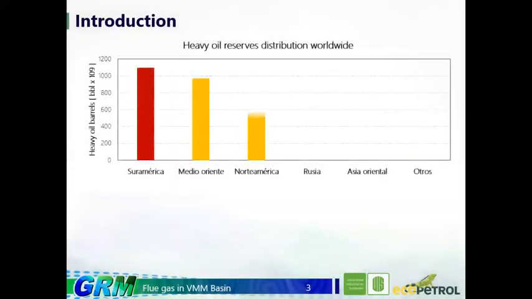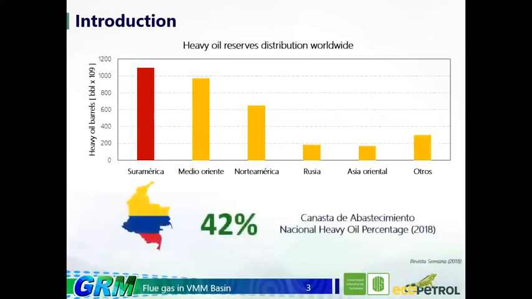Regarding the worldwide distribution of heavy oil reserves, the principal ones are located in South America, and Colombia is not an exception to this behavior, since in 2018, 42% of oil production in Colombia was associated with heavy oil resources. So that's why Colombia needs to know how to improve the production of this type of reservoir in the country.